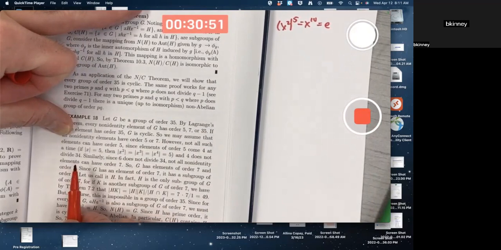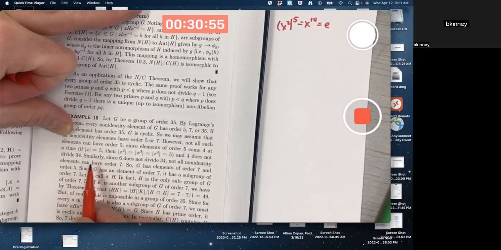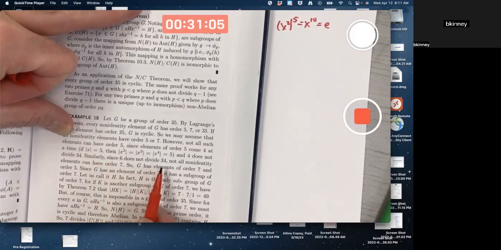So they've got to be a mixture of elements of order 5 and 7. Yeah, you need the next sentence for that as well. Similarly, since 7 is prime, elements of order 7 come in groups of 6 at a time, but 6 also does not divide 34. So yes, G must then have elements of order 7 and elements of order 5.